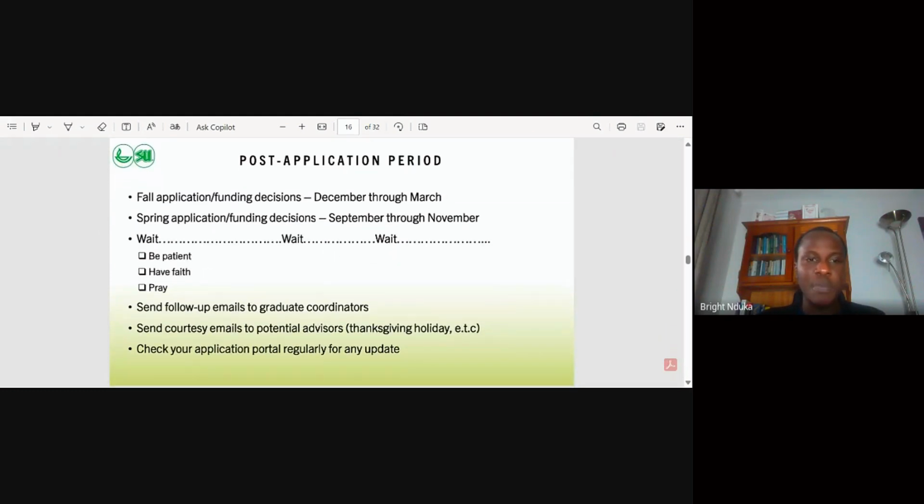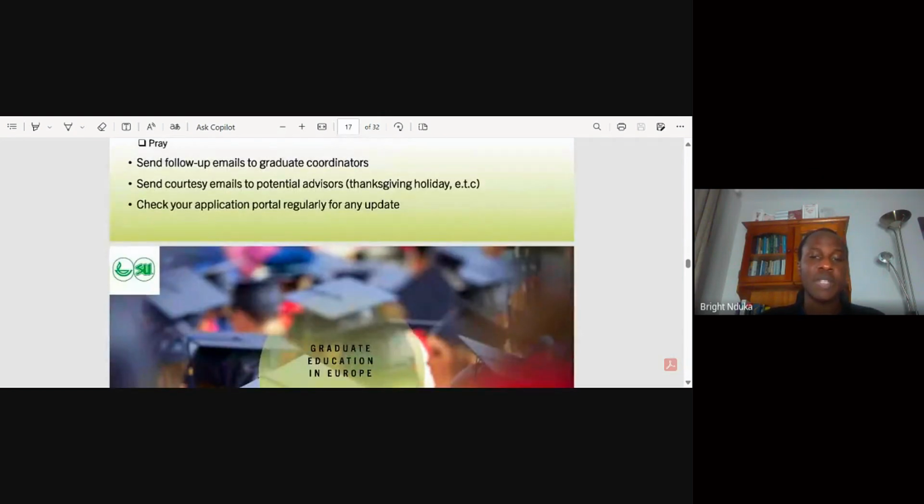And then for the post-application period, the decisions come through December through March for fall, and spring, December through November. So you need to wait. You need to be patient. You need to have faith in God and pray. Yes, we don't joke with prayer here. Prayer is very important. You can also send follow-up emails to graduate coordinators, and send courtesy emails to potential supervisors and supervisor advisors. So let's say at the Thanksgiving holiday, you can send them an email because you want to win their hearts. You want them to see you as a research student that they can actually supervise, and that you are warm and welcoming. Check the application portal regularly for updates.